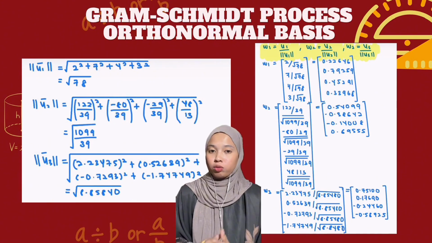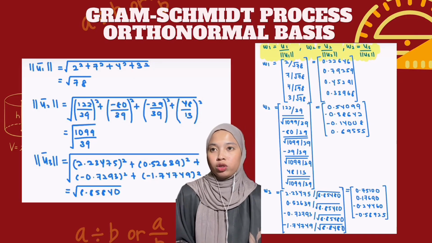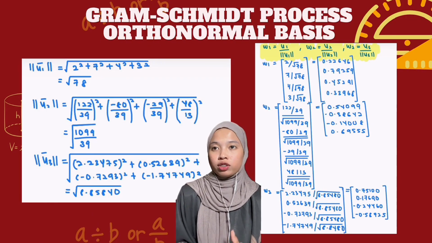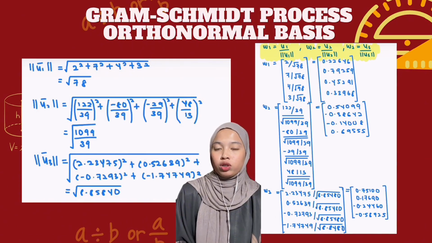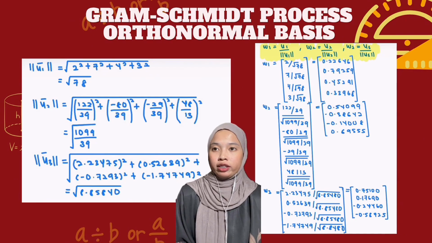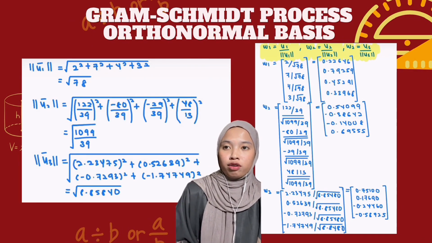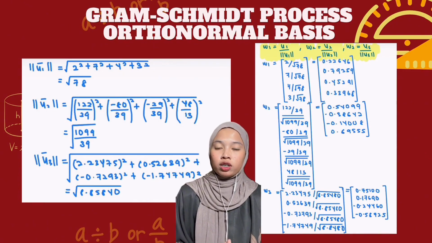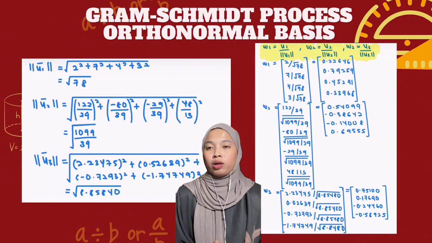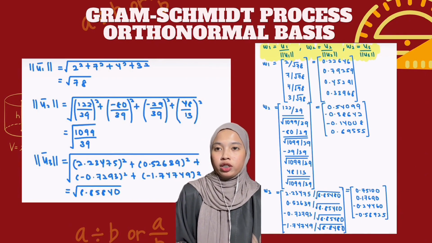Okay, to obtain an orthonormal basis, we normalize each orthogonal vector. The norm of U1 equal to square root of 78. The norm of U2 equal to square root of 1099 over 39. The norm of U3 equal to square root of 8.85480. Now we define W. Okay, we use this formula: W1 equal to U1 over the norm of U1, W2 equal to U2 over the norm of U2, W3 equal to U3 over the norm of U3.